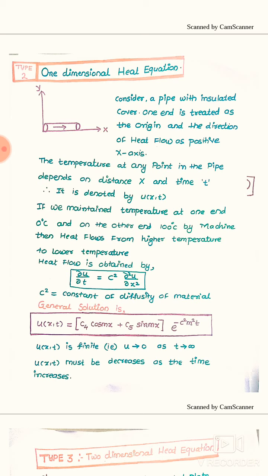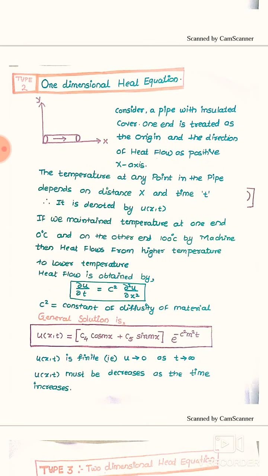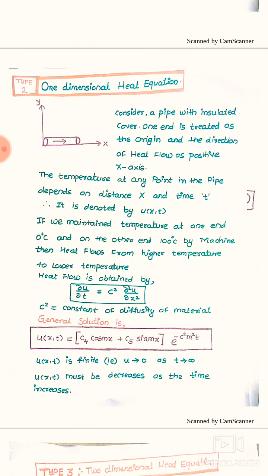So the general solution of this one-dimensional heat equation is u(x,t) = (c4 cos mx + c5 sin mx) e^(−c² m² t). This is the general solution for the one-dimensional heat equation, and this heat flow is always finite.